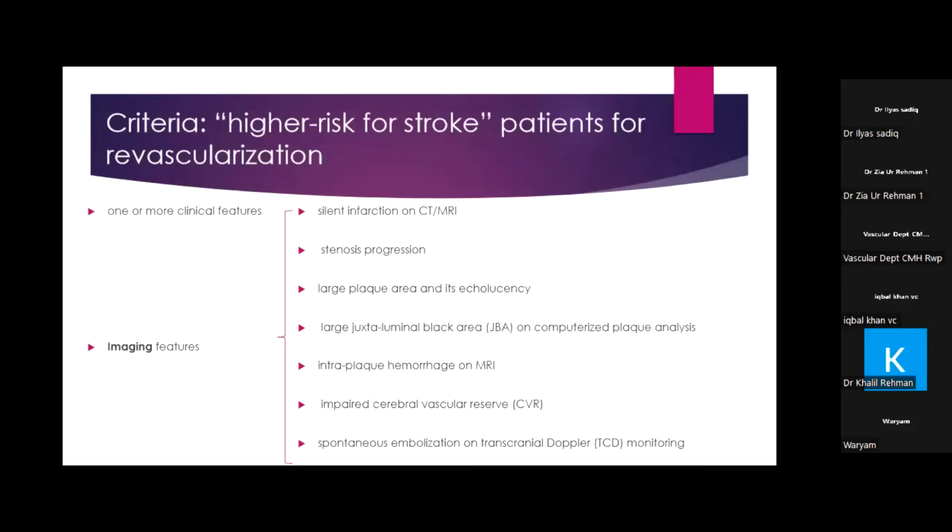The criteria for higher risk of stroke in patients for revascularization is either the patient has one or more clinical features, or has imaging features such as silent infarct on CT or MRI, stenosis progression, large plaque area and its echolucency, large juxtaluminal black area on computerized plaque analysis, intraplaque hemorrhage on MRI, impaired cerebral vascular reserve, or spontaneous embolization on transcranial Doppler monitoring.